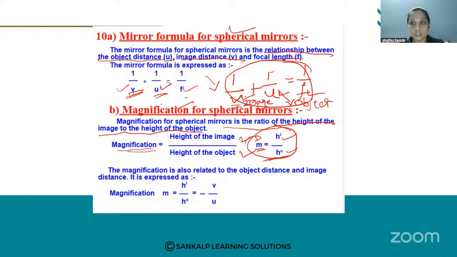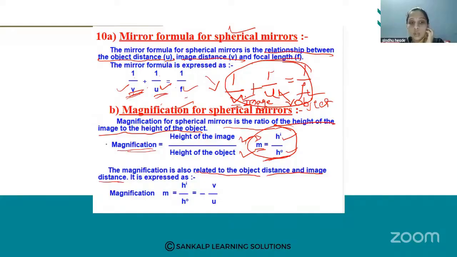For concave mirror and convex mirror, the only thing that changes here is the sign convention. Okay. Sign convention ಮಾತ್ರ change ಆಗುತ್ತೆ. ಹಾಗಾದ್ರೆ ಹೇಗೆ change ಆಗುತ್ತೆ? See, the magnification is also related to object distance and image distance.